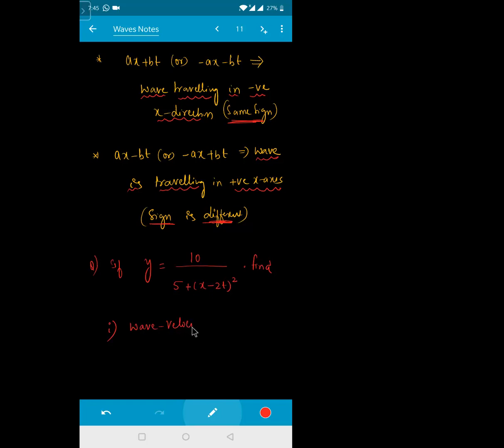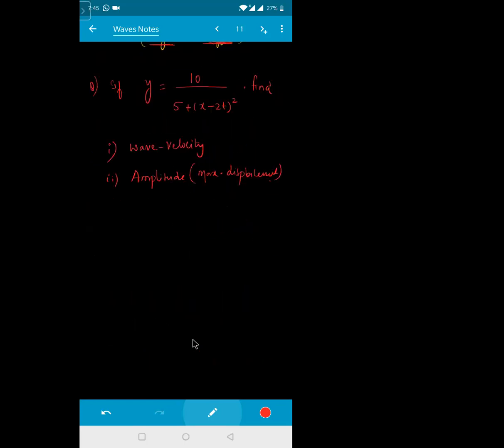Find your wave velocity. And number 2, amplitude. What do you mean by amplitude, beta? Amplitude is nothing but maximum displacement. This you have already studied in your SHM. Amplitude is nothing but maximum displacement.